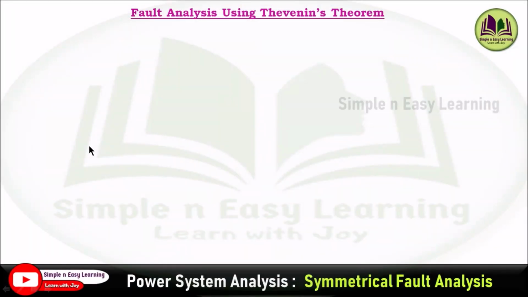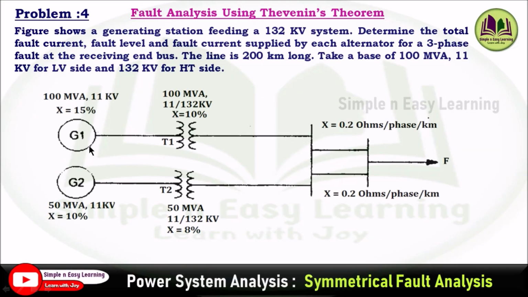Fault analysis using Thevenin's theorem. Problem number 4. The diagram shows a generating station feeding a 132 kV system. Determine the total fault current, fault level and fault current supplied by each alternator for a 3-phase fault at the receiving end bus. The line is 200 km long. Take a base of 100 MVA, 11 kV for LV side and 132 kV for HT side.